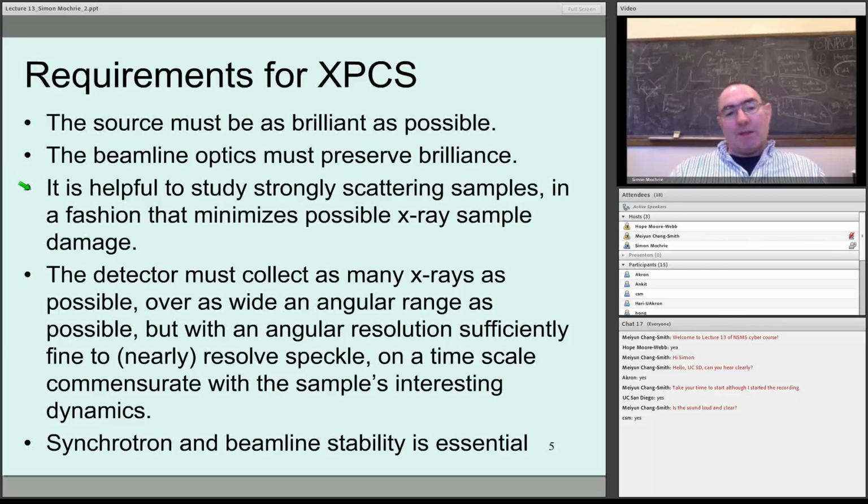suspensions that I'll talk about, they're actually pretty strongly scattering samples because the objects that are scattering are silica beads suspended in a liquid. So the diameter of the beads is roughly 0.4 microns, 0.3 microns. So they're fairly large, and the electron density difference between the beads and the suspending fluid is rather large too. Silica has a density of about 2, and the fluid has a density of about 1, and so the electron density difference is correspondingly large.